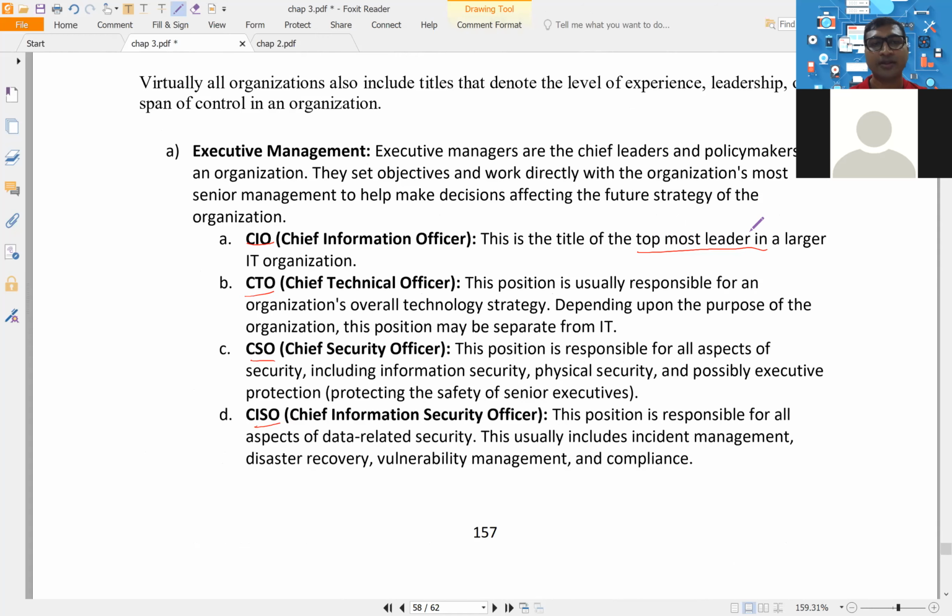topmost leader in the IT organization. Now you can see overall technology strategy he decides. If you remember, responsible for all aspects of security, information security, physical security. Chief Information Security Officer is responsible for data related security. Now mostly they will give internal explanations as a question, and this will be in your MCQ options ABCD. So you need to identify who is responsible, the responsibility given in the question.